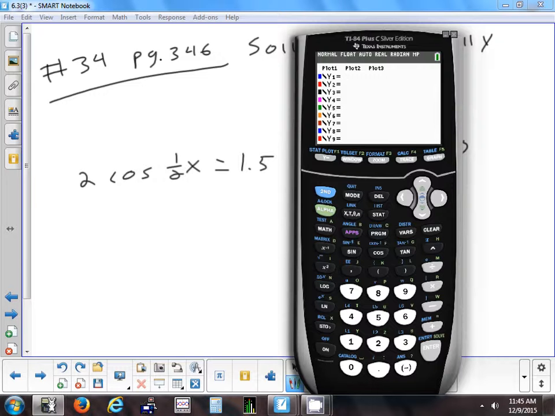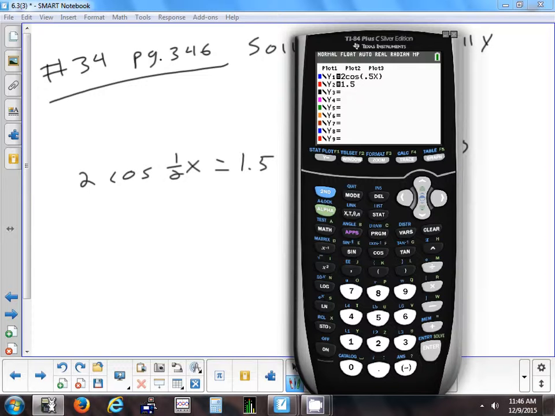Cosine half x for the first one. Close, but you're missing one thing. What else is in front of cosine? Oh, 2. Right. So 2 cosine, just to keep it easy, type 0.5x. And then in y2, what would I type in? 1.5.